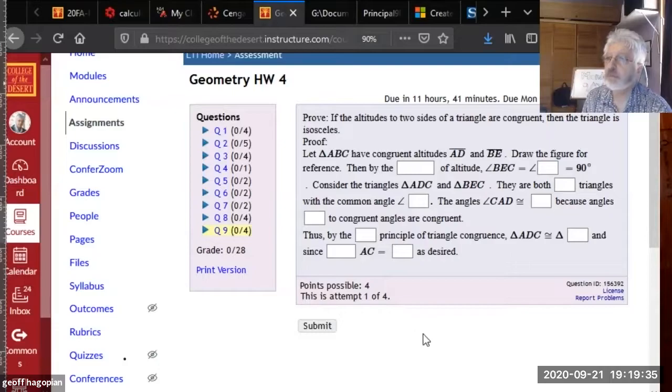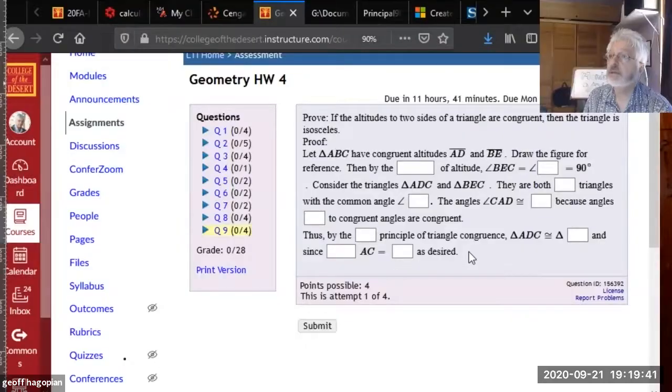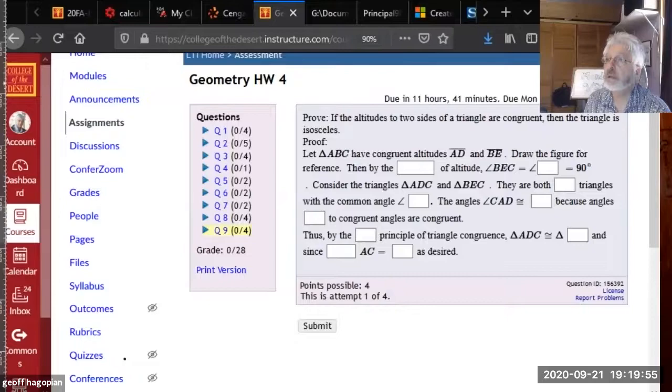Okay, well, let's take up with that first thing. Do you want to do that now? So triangle ABC has congruent altitudes AD and BE. Draw the figure for reference. Yeah, well, we better do that, right? Okay. AD and BE.